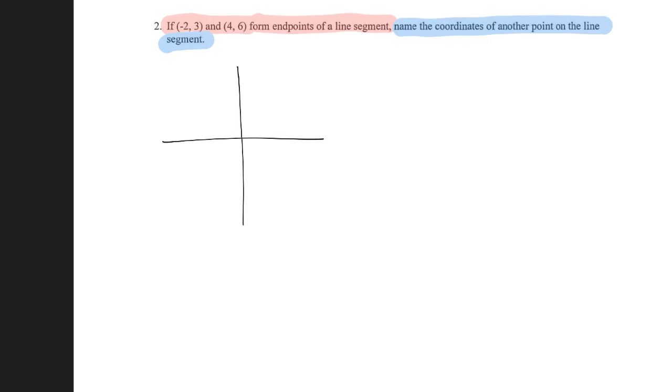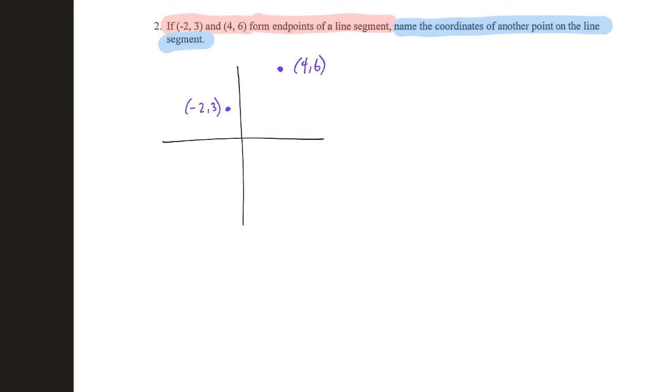So to be able to put down a quick set of axes and then just go, okay, I have a point that's going to be at (-2, 3). So I'm just estimating where it would go, right? To the left a little bit and up a little bit. Now I have to put another point at (4, 6). So I'm going to go over a little bit more and up a little bit more. And I'm just going to estimate where (4, 6) would be.